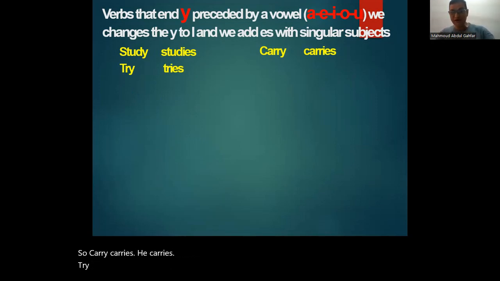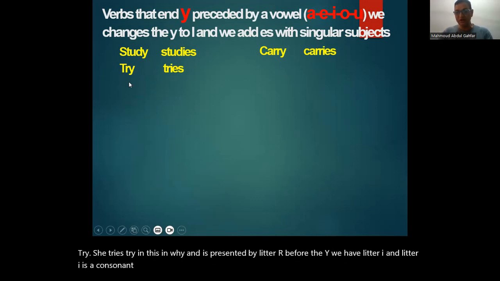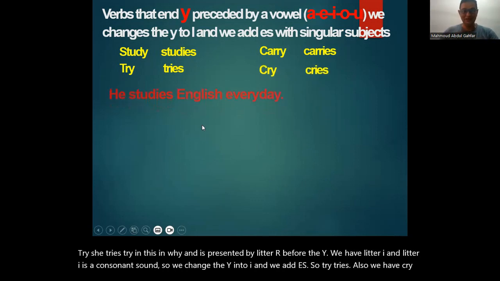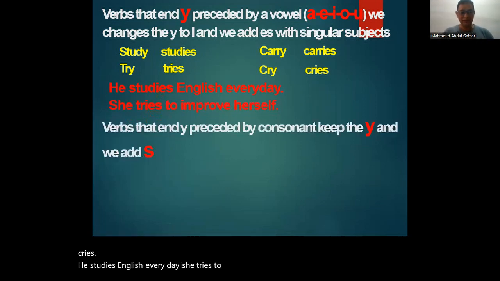Try, she tries. Try ends in Y and is preceded by the letter R, a consonant sound. So we change the Y into I and we add es. So try, tries. Also, we have cry, cries. He studies English every day. She tries to improve herself.